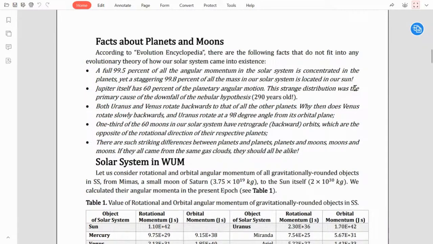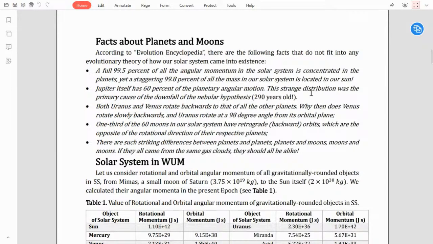Jupiter itself has 60% of the planetary angular momentum. This strange distribution was the primary cause of the downfall of the nebular hypothesis. 290 years old and nothing new.